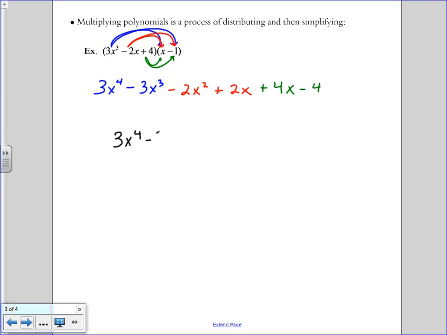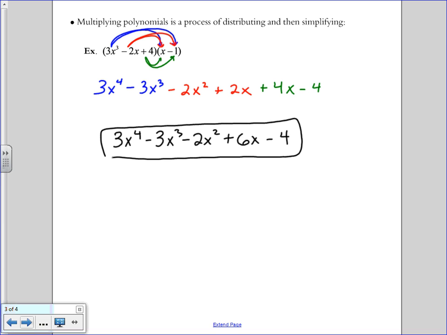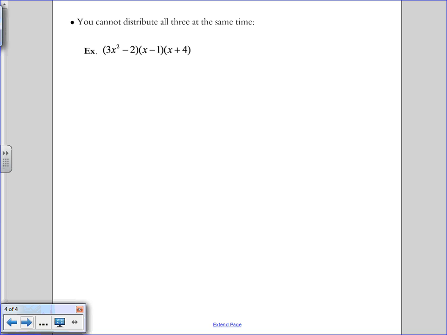The first 3 terms don't have any like terms elsewhere in the expression. This plus 2x plus 4x gives us plus 6x. And the minus 4 comes down, and that's as simplified as it can be. And then one final note on multiplying is that if you have more than 2 parentheses, you can't distribute all of them at the same time. You can't deal with all 3 of these parentheses at the same time. So first, pick the 2 that you want to multiply together first, whatever ones are easier for you, and then deal with the other parentheses.